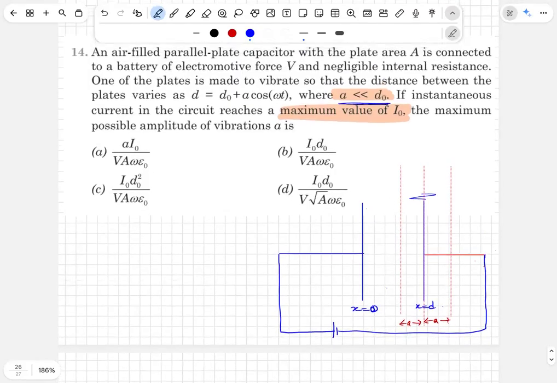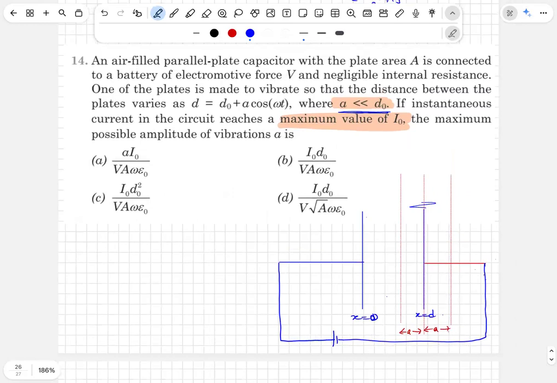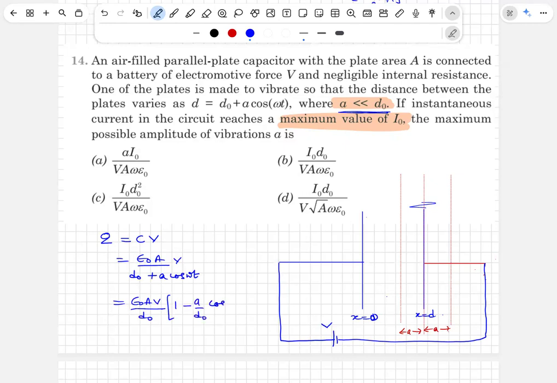Yes. What is actually happening? This is V. At any time, charge is CV, epsilon naught A by d naught plus A cos omega t, times V. Any doubts?